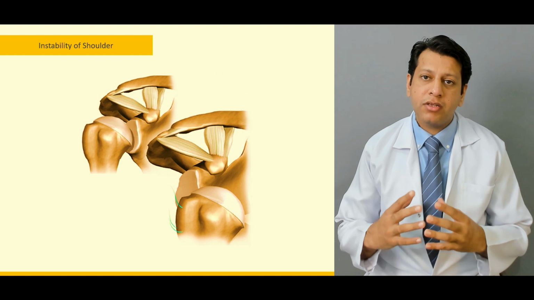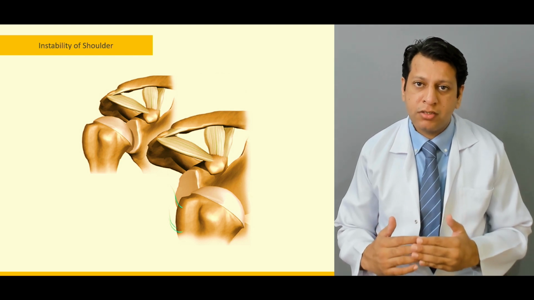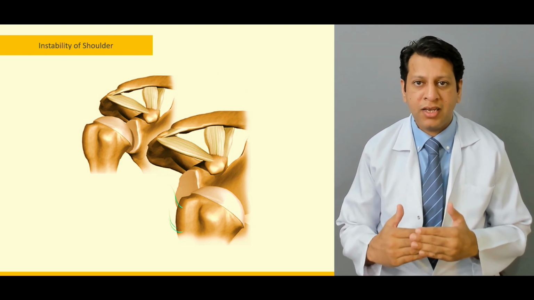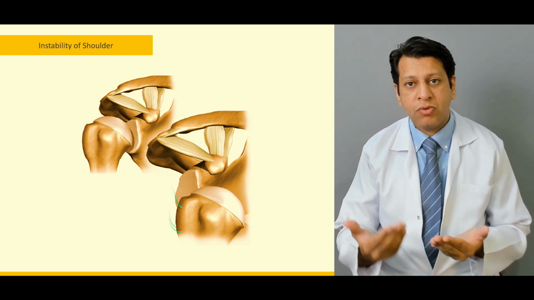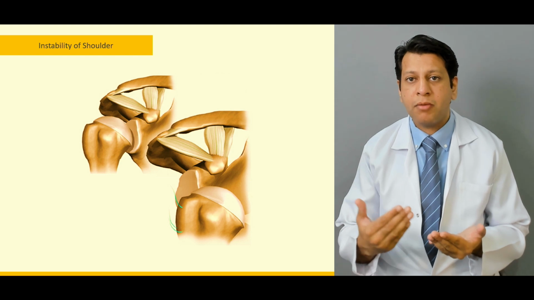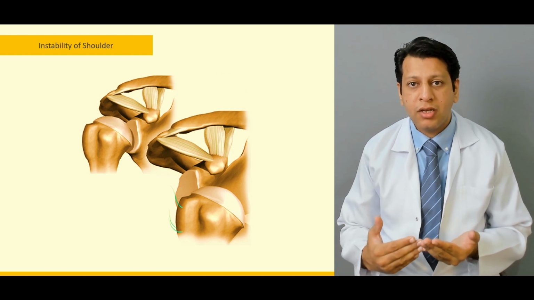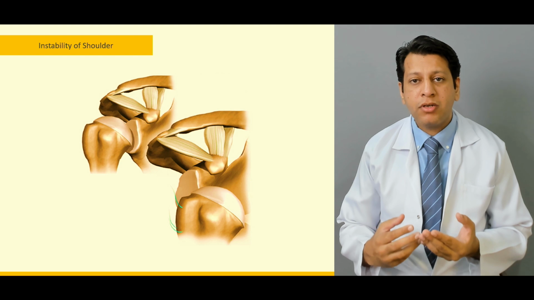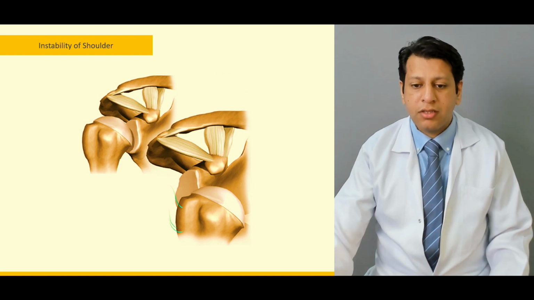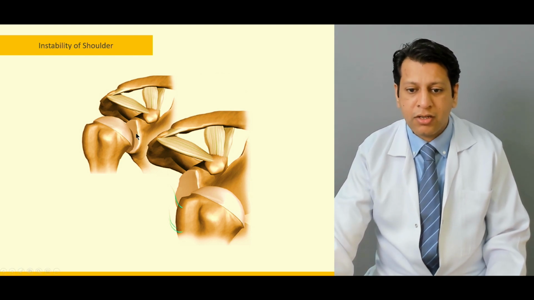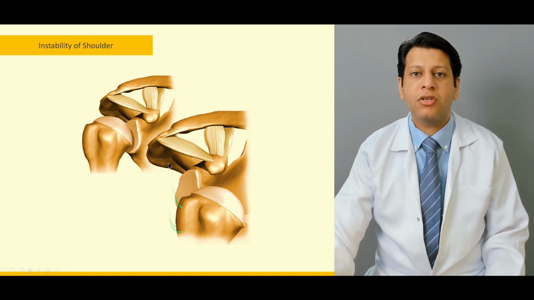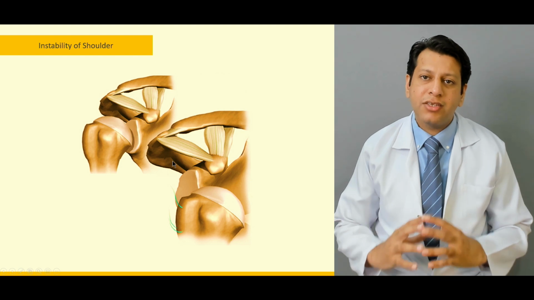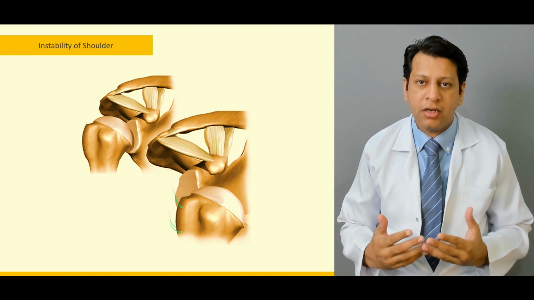But if there is a problem with either these muscles or the static stabilizers like ligaments, for example a Bankart lesion, in which there is an anterior inferior capsular as well as labral tear, then when the patient is throwing the ball, the head would subluxate initially anteriorly, but there will be no restraint. As a result, it either subluxates or dislocates anteriorly. And this is what happens in instability.